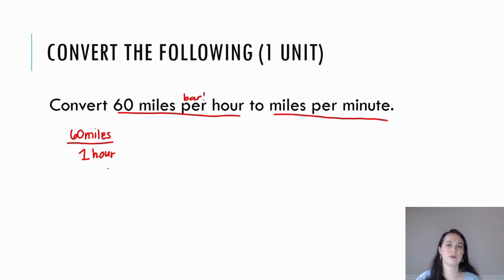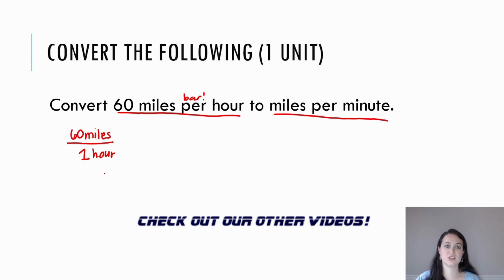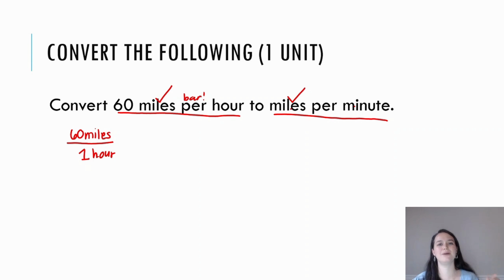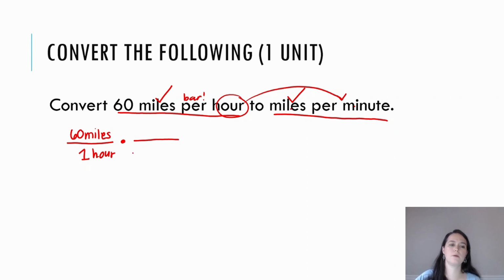If you need a refresher on unit rates, we do have a video on that. Check it out, please. We've got 60 minutes and 1 hour, right? The cool thing is, miles I already have. Check, check. I don't have to worry about converting miles. I'm good. However, I need hours to become minutes. So I need to worry about these hours. I'm going to multiply for all of these, so I'm going to multiply and put my bar here. I'm going to try to get rid of hours.